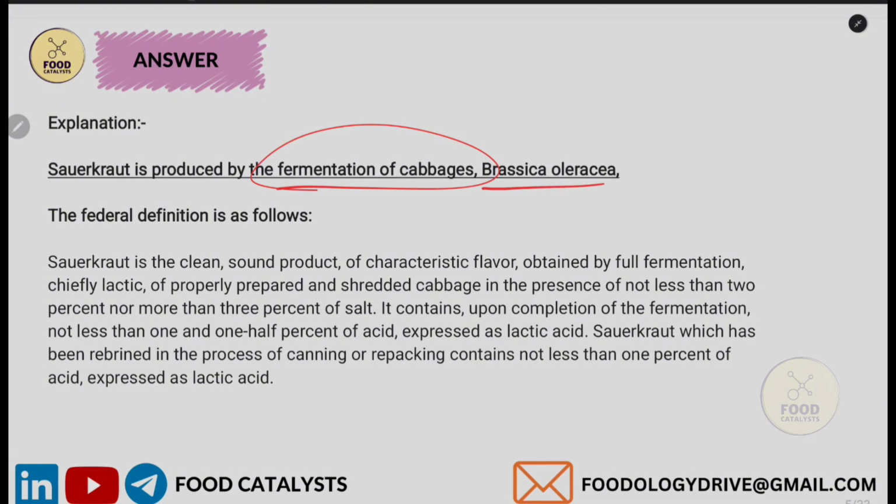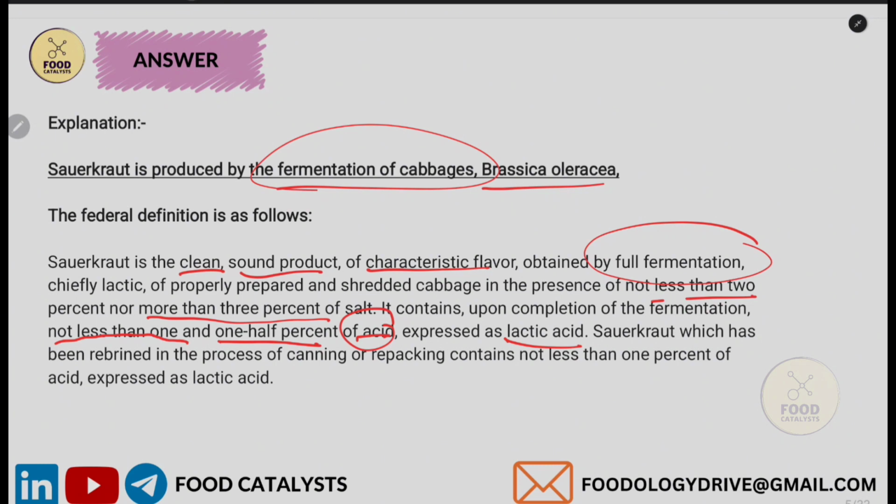Okay, so there is a federal definition for this specific sauerkraut, that it should be a clean, sound product with characteristic flavor, and it will be obtained only by full fermentation. What does that mean? Once it is fully fermented, it has not less than 2 and not more than 3% of salt, and along with that it also has not less than 1.5% of acid. What acid? It is lactic acid.